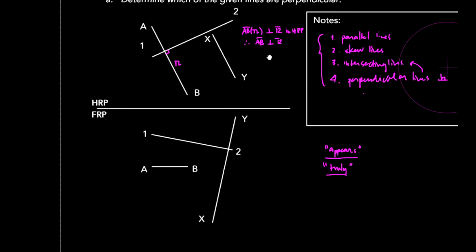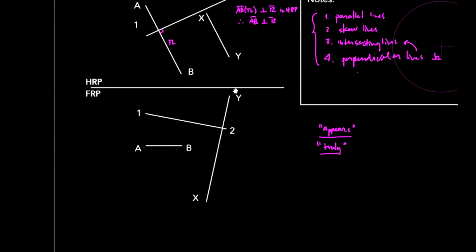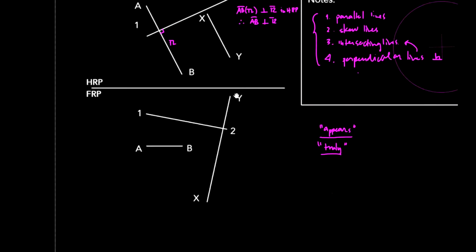So, let's try another one. Okay na tayo sa AB and 1, 2. Let's go for AB and XY. So, if you look at AB and XY, AB appears true length here, and XY appears to be parallel to AB. Tama? AB is in true length, pero itong XY appears to be parallel to AB. Therefore, hindi sila perpendicular to each other, no?